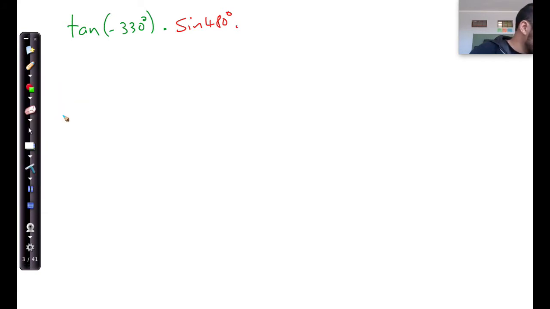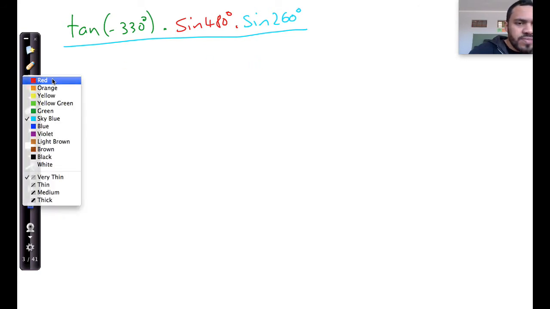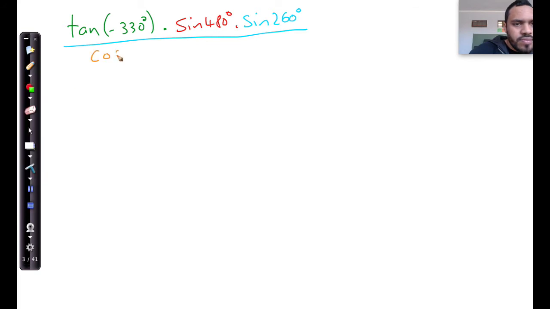It reads as follows: tan of minus 330 degrees multiplied by sine of 480 degrees multiplied by sine of 260 degrees, all divided by cos of 225 degrees multiplied by sine of 315 degrees multiplied by cos of 350 degrees.